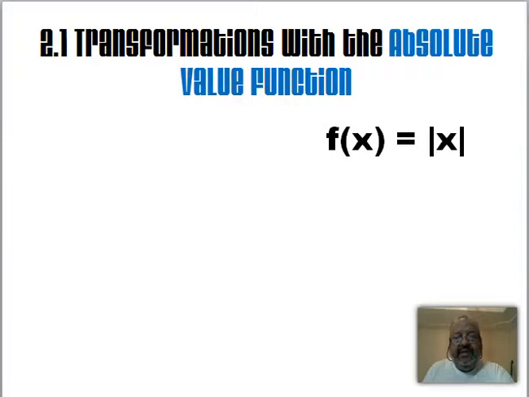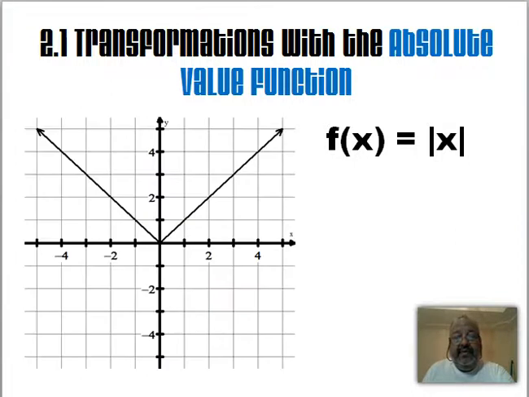In this lesson we're going to be looking at different transformations with the absolute value function. And there it is, f of x is equal to the absolute value, with the two little bars on either side. Now this is lesson 2.1, so we're already moving on to the next lesson. The absolute value looks kind of V-shaped, and the V has a vertex at (0, 0). What we want to do is different transformations with this shape only.